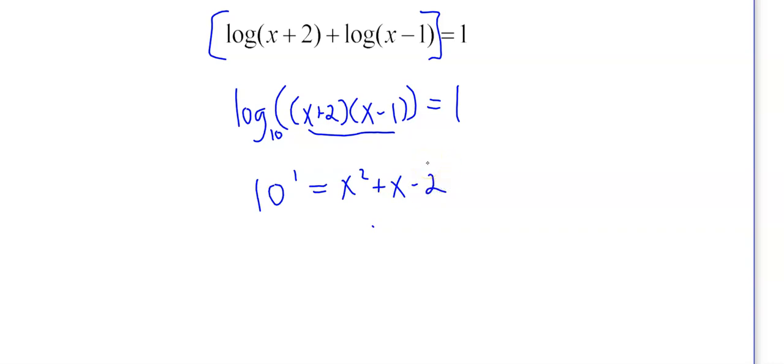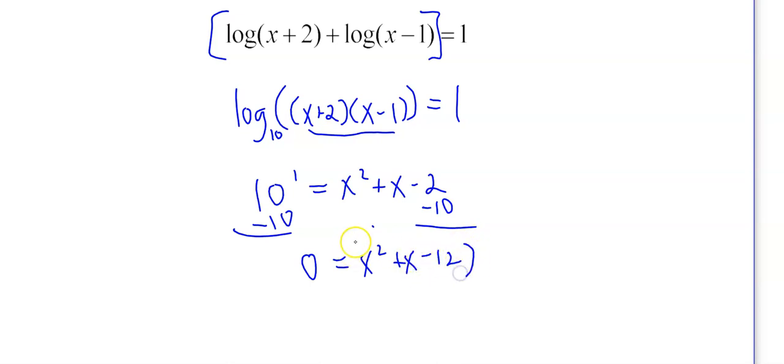Now this is a quadratic, so it equals 0. So I'm going to subtract 10 from both sides, and we're going to try to factor and solve this thing. So 0 equals x squared plus x minus 12. Sorry, plus x minus 12. Let's try to factor it. I think it does actually factor. Let's see, x and x. I'm thinking 3 and 4, plus and minus. So I get x equals 3, x equals negative 4.